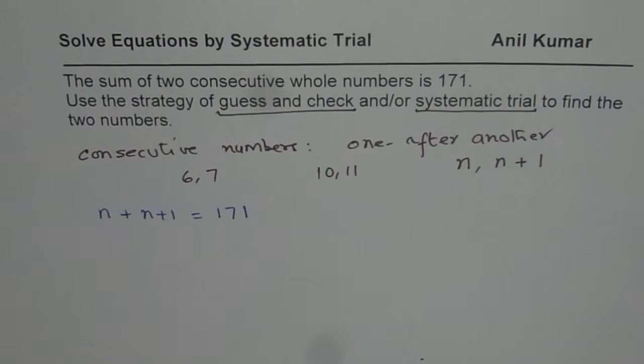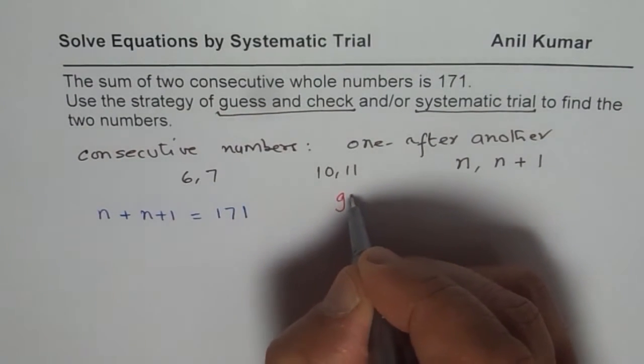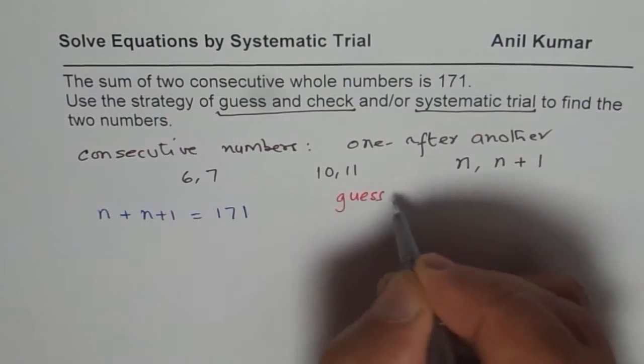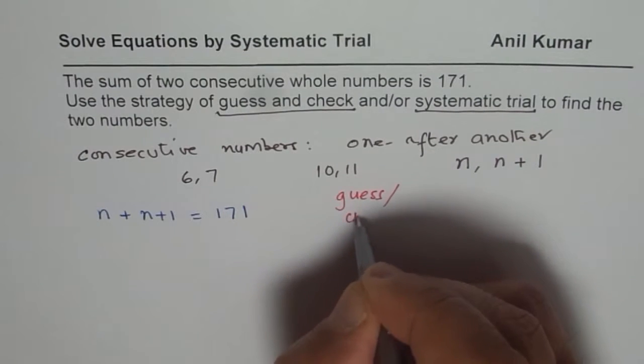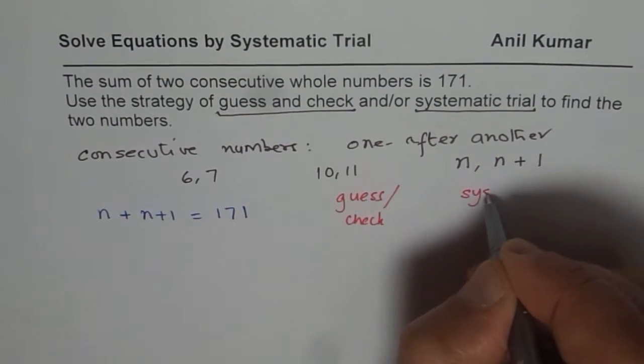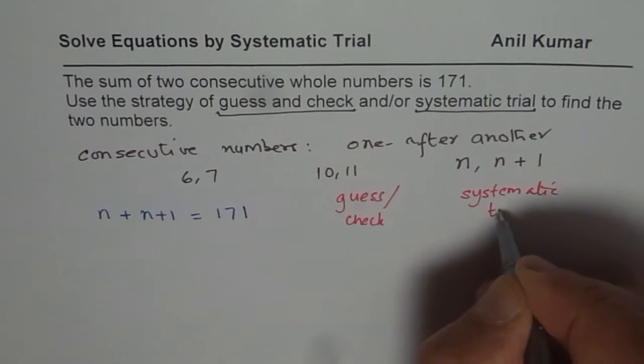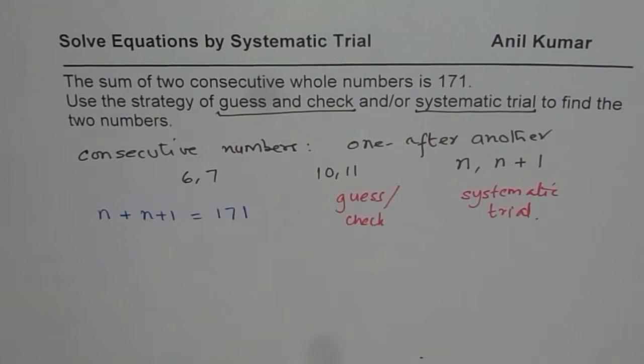Now we will discuss two different methods of solving. The first one is guess and check: just guess and then you check the answer. So that is one way of doing it. The other one is systematic trial. So these are the two methods which we need to do. Let us begin with systematic trial.